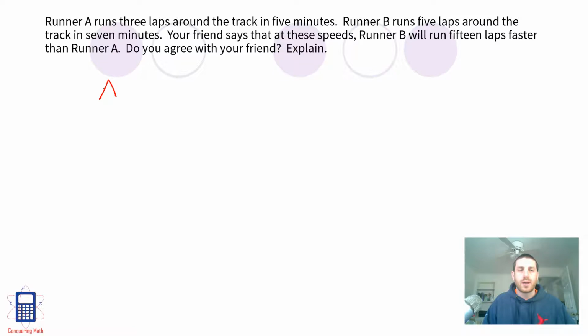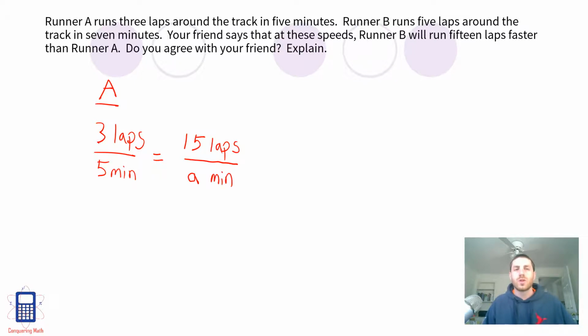So we'll start with runner A again. And we already know the answer, so this should be pretty straightforward. Runner A runs 3 laps in 5 minutes. And we want to know how long it will take to run 15 laps. And I like to include the units on there to help me keep track of everything. And since this is runner A, I'll say A minutes. You want to make sure that you line everything up. So if you put laps on top over here, you put laps on top over here, minutes on the bottom, minutes on the bottom. Again, multiple ways you can solve this.